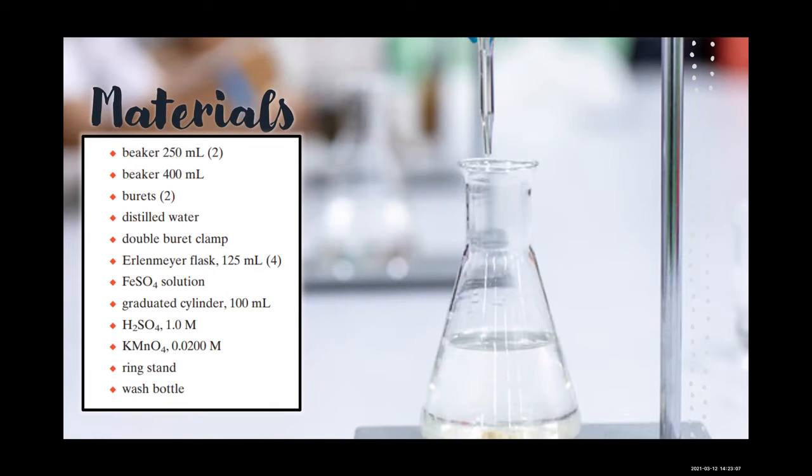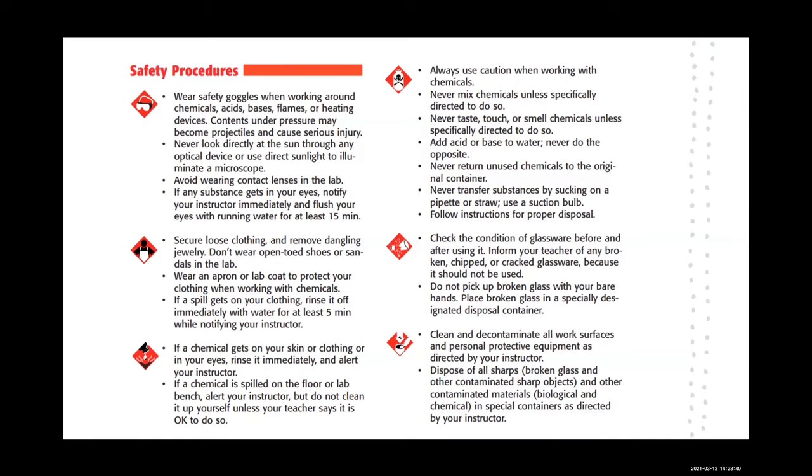Materials. For this lab, you will need 2 250 milliliter beakers, a 400 milliliter beaker, 2 burettes, distilled water, a double burette clamp, 4 125 milliliter Erlenmeyer flasks, iron 2 sulfate solution, a 100 milliliter graduated cylinder. I also think you can benefit from a 10 milliliter graduated cylinder, 1 molar sulfuric acid, 0.02 molar potassium permanganate solution, and a ring stand and wash bottle. Follow your standard safety procedures for this lab.